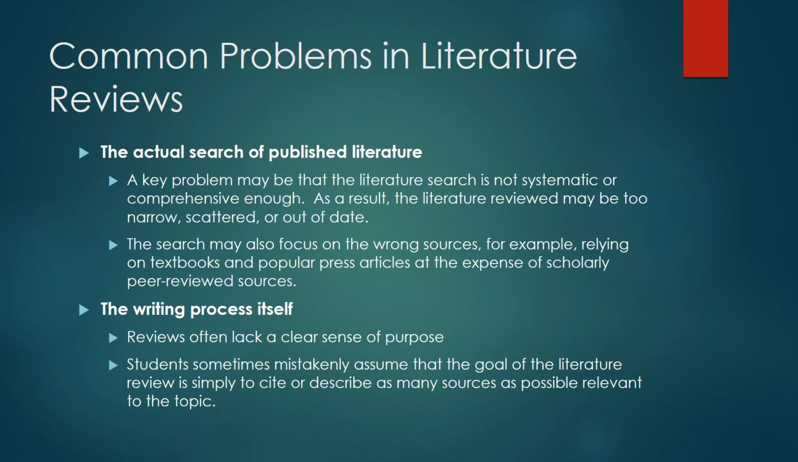So the first issue is the actual search of published literature. One of the key problems may be that the literature search is not systematic or comprehensive enough. As a result, the literature reviewed may be too narrow, scattered, or out of date. The search may also focus on the wrong sources, for example, relying on textbooks and popular press articles at the expense of scholarly peer-reviewed sources. So the quality of the source is also a major consideration.